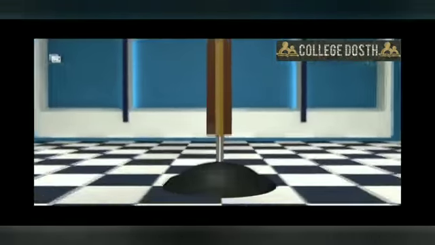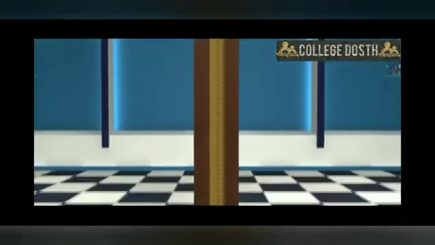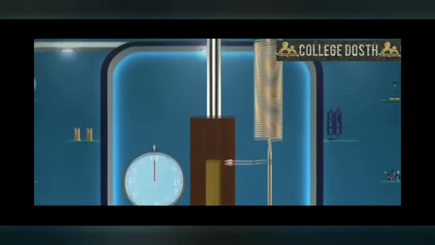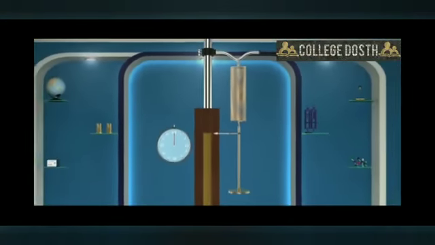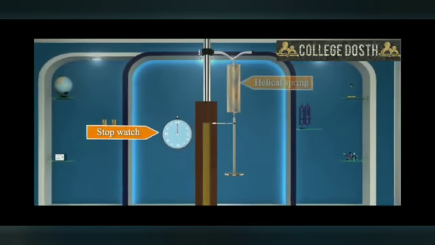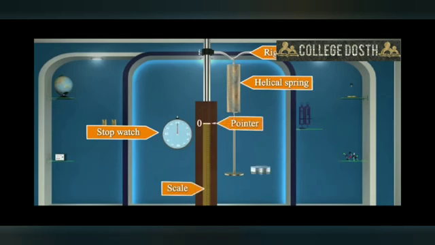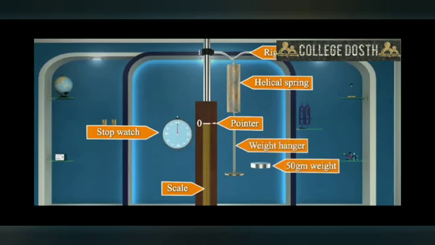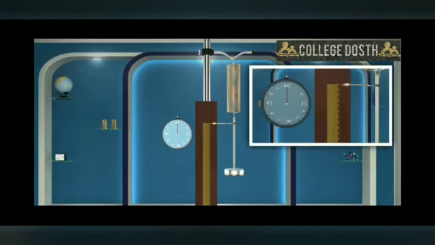Suspend the helical spring from a rigid support and adjust the scale such that the zero of the scale coincides with the pointer of the spring. Now, we suspend 50 grams of weight at the lower end of the spring. Wait until the pointer comes to rest and note down its reading. Here, it is 8 centimeters. Note it down in the observation table.